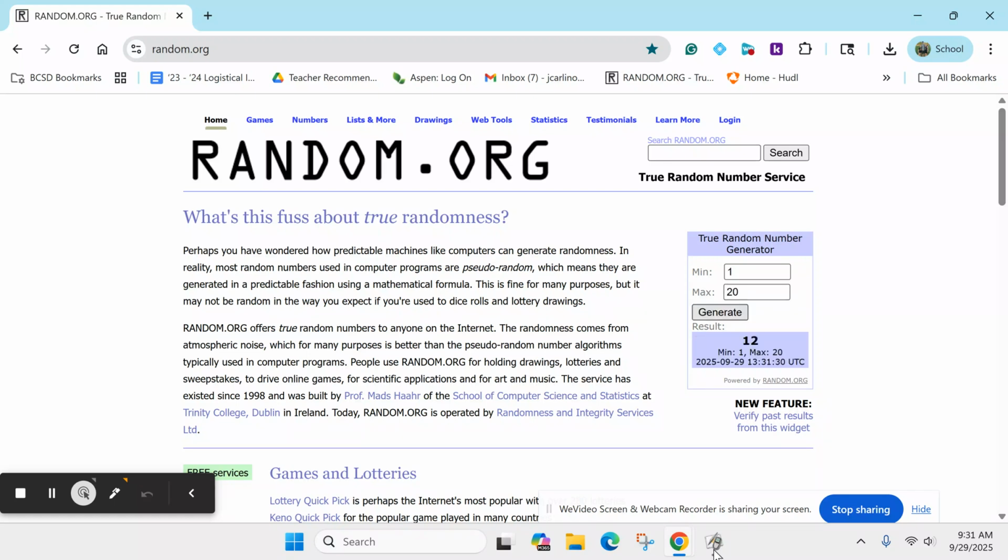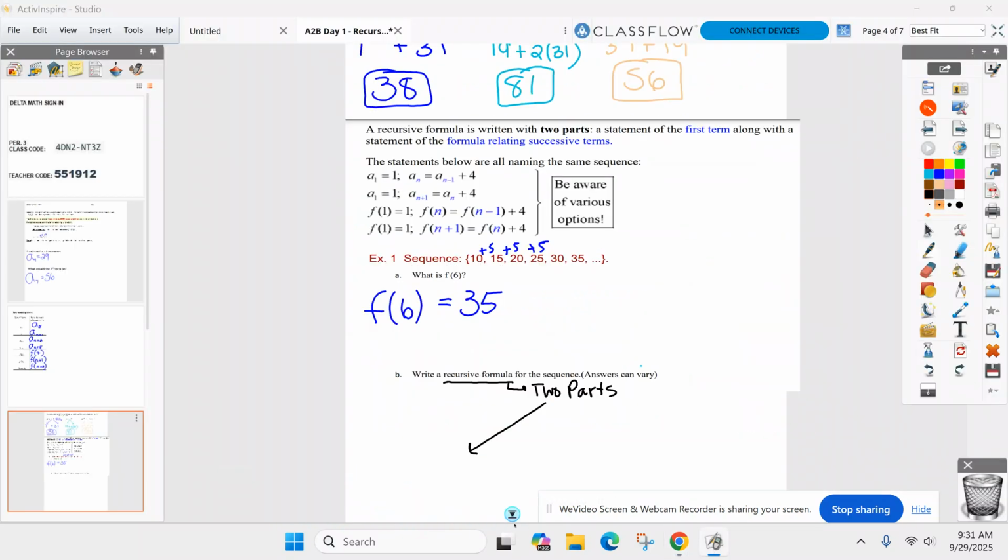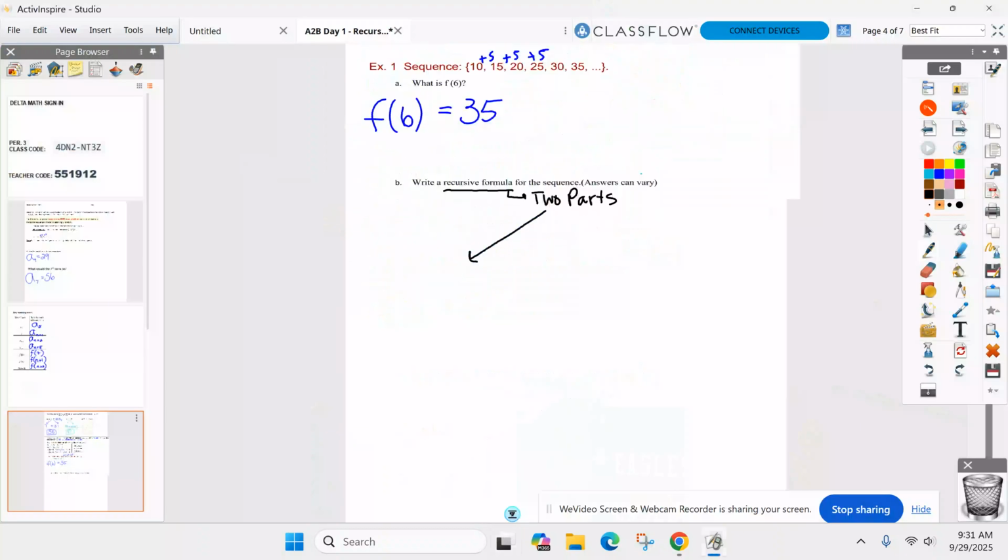Cameron, what's the first term? 10. All right, so what you're going to tell me, everyone, is A1 equals 10. That's the first part of a recursive formula. Tell me a statement about the first term.